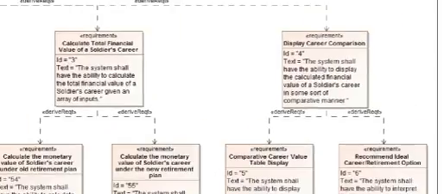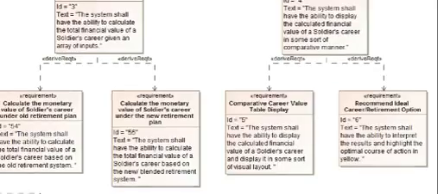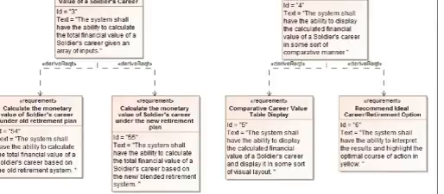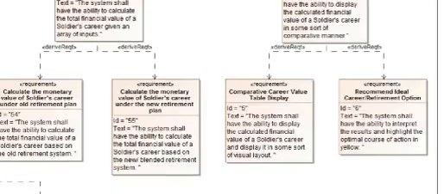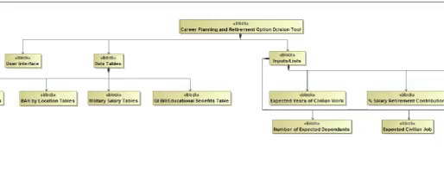Once the system has run this analysis on which career path and retirement plan is best, it is going to display which career choice they should have in a comparative manner. So you're going to have your comparative career value table display and then a recommended, ideal option for your retirement package. Next we'll move into our block definition diagram. Continuing on, this is our building block diagram.